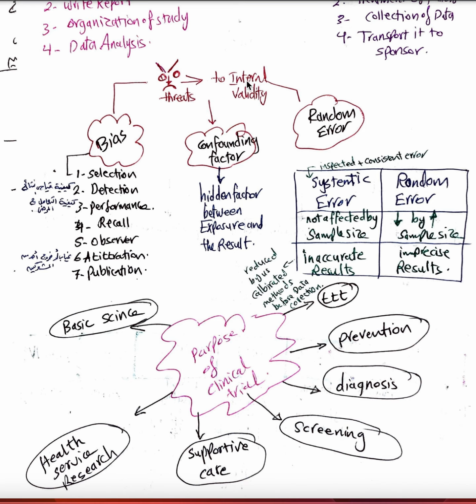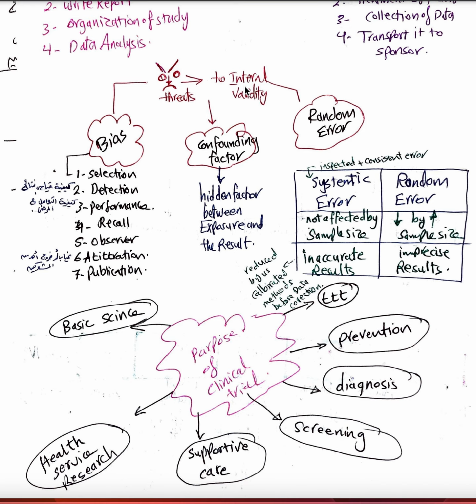Remember, I talked before about the internal validity, and I said that the internal validity should be in the outcome of a clinical trial to be effective. And internal validity means how accurate the measurement that we use is. Okay, so that is internal validity. And what are the threats to the internal validity? Actually, bias, confounding factor, and random error.